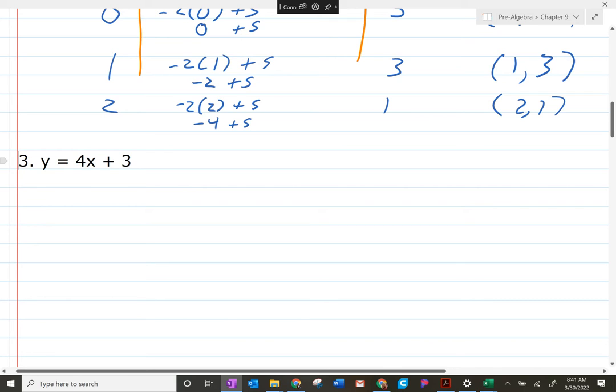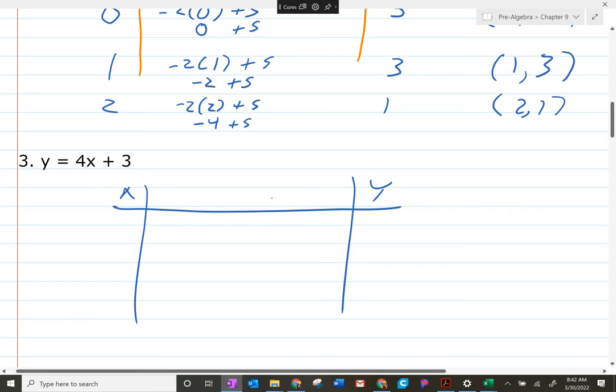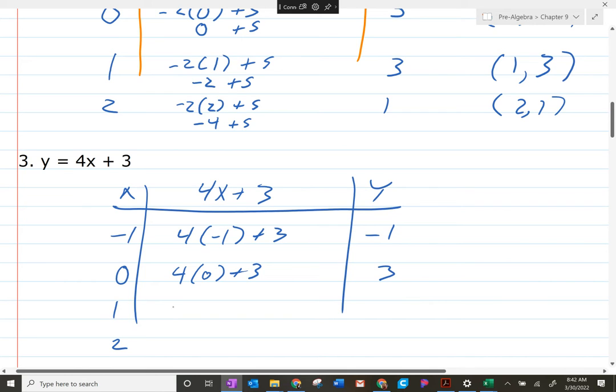All right. So based on what I saw, you guys have this down. I like it. You made your charts. I'm going to go really, really quick. This was the x. This is the y. You had -1, 0, 1, and then 2. This was 4x plus 3. So it was 4 times -1 plus 3. This one you should have had -1 for your answer. This one was 4 times 0 plus 3. That one should have been 3. 4 times 1 plus 3. That one should have been a 7. And the last one, 4 times 2 plus 3. That one should have been 11.